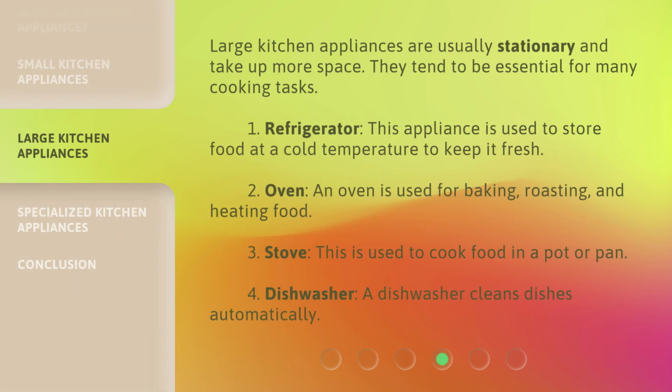Large kitchen appliances are usually stationary and take up more space. They tend to be essential for many cooking tasks. 1. Refrigerator. This appliance is used to store food at a cold temperature to keep it fresh. 2. Oven. An oven is used for baking, roasting, and heating food. 3. Stove. This is used to cook food in a pot or pan. 4. Dishwasher. A dishwasher cleans dishes automatically.